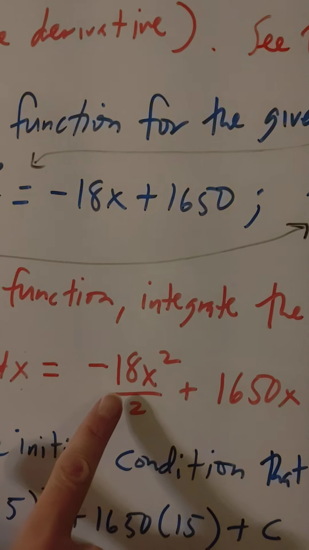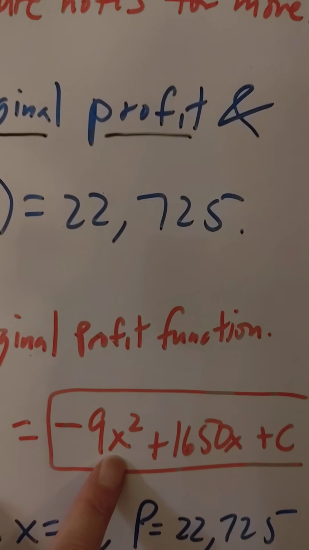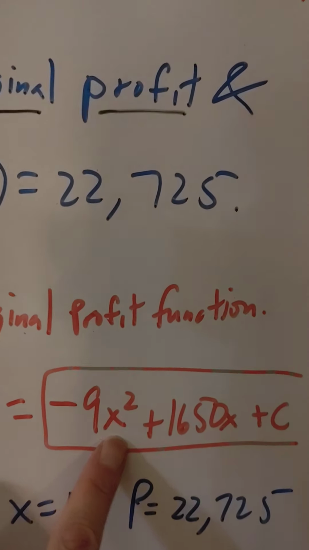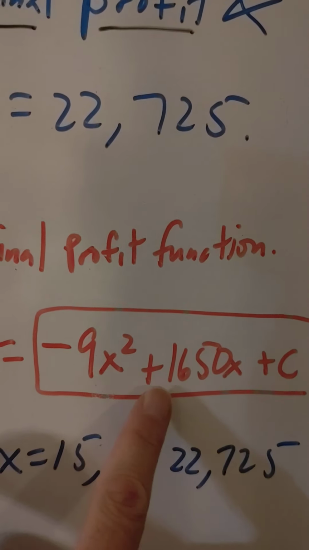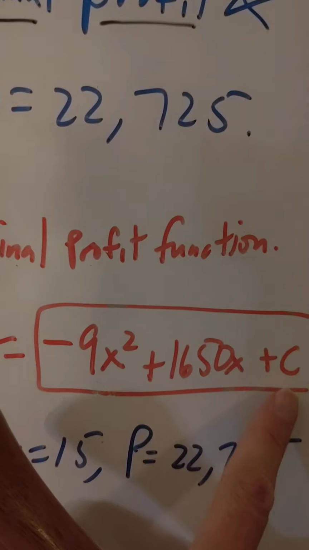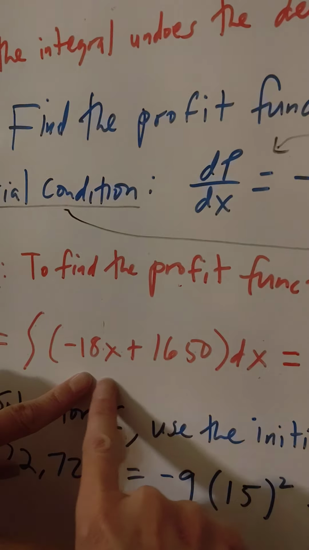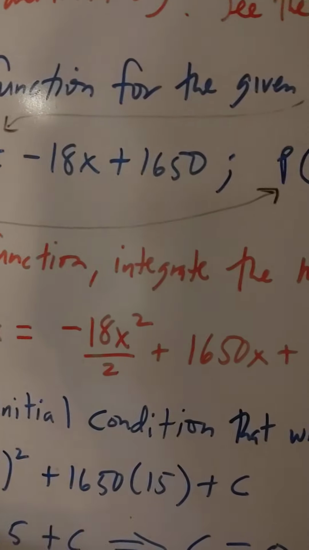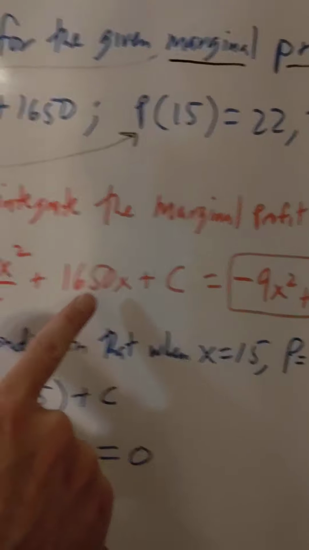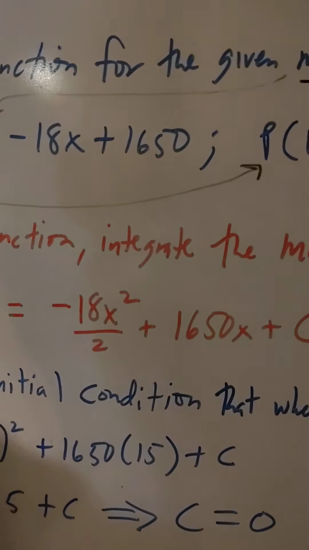I know negative 18x squared over 2 simplifies to negative 9x squared, because 18 divided by 2 is 9. If I take the derivative of this simplified answer, I would have negative 18x plus 1650 plus 0, since the derivative of any constant is 0. And that's exactly what we had in the beginning, negative 18x plus 1650. So we know we did our integration correctly, because if you check, which you don't have to do, you should get back to the original, which we did.